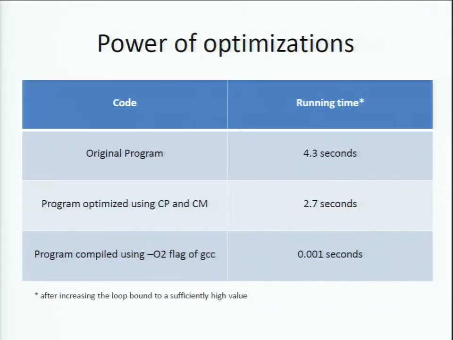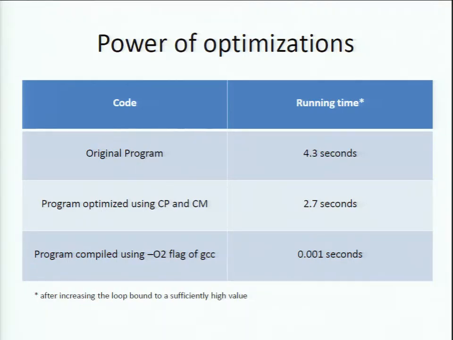Now what is the advantage of this? I encourage you to do this experiment yourself as well. If we run the original program after increasing the loop value to a sufficiently high bound, then the original program takes a running time of 4.3 seconds. But once you perform constant propagation and code motion, the running time reduces to 2.7 seconds.